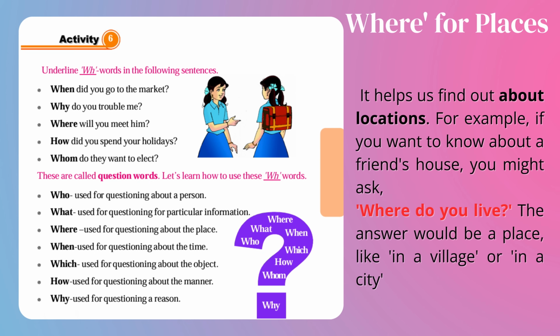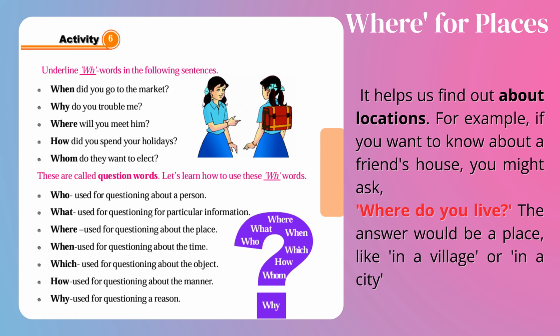Where is for places. Then we have where. Where is used for questioning about the place. It helps us find out about locations. For example, if you want to know about a friend's house, you might ask, where do you live? The answer would be a place like in a village or in a city, that connects to geographical locations mentioned in My Sweet Memories chapter also.